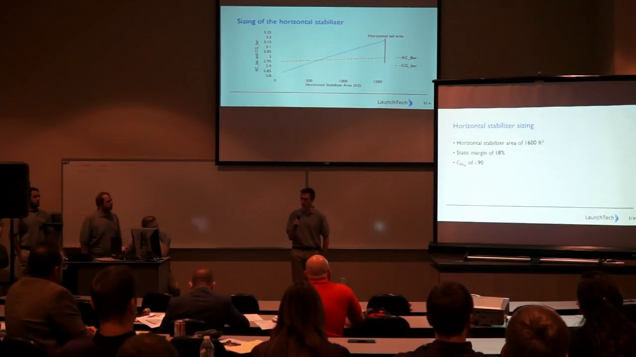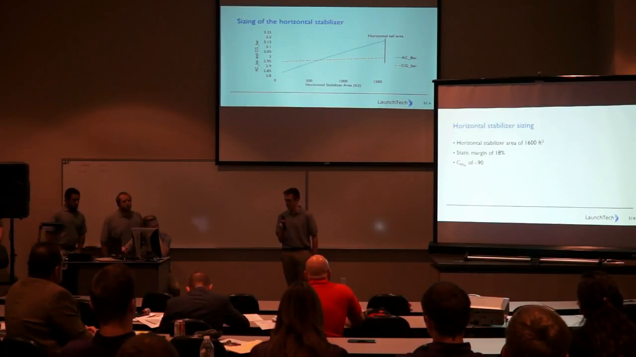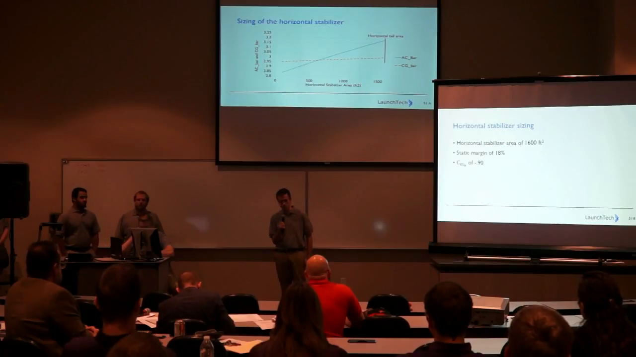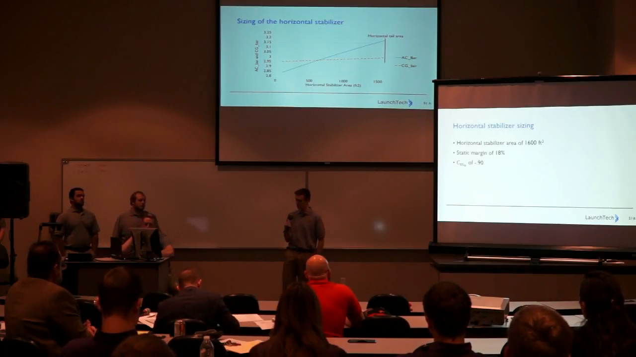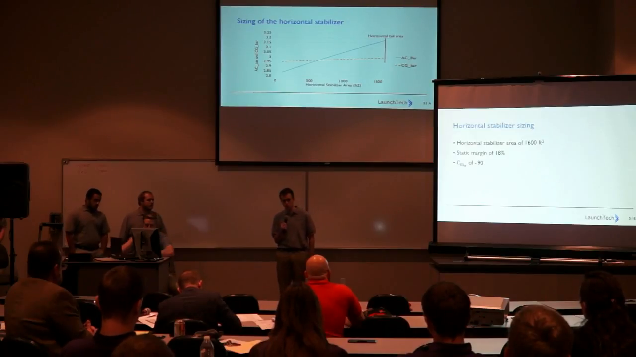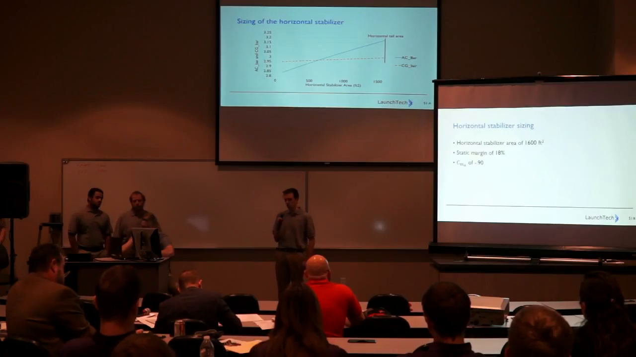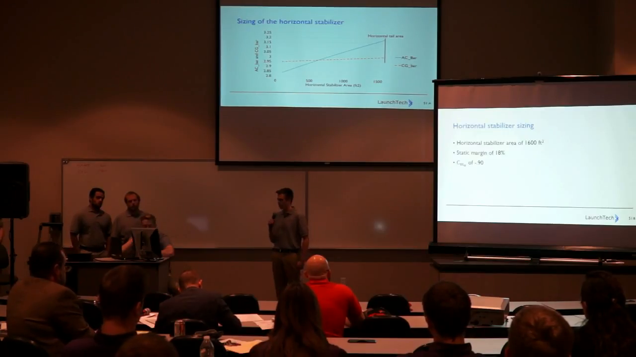All right, so the horizontal stabilizer was sized using X-plots. Typical jet transports have a static margin between 15 and 25%. The PT-1 has a horizontal stabilizer area of 1,600 square feet to give it a static margin of 18%. The PT-1 also has a CM alpha value of -0.9.